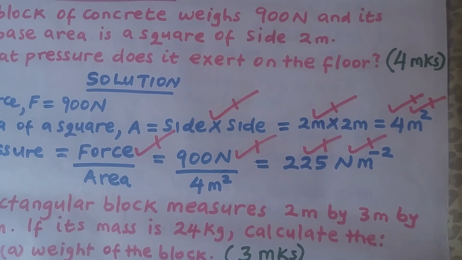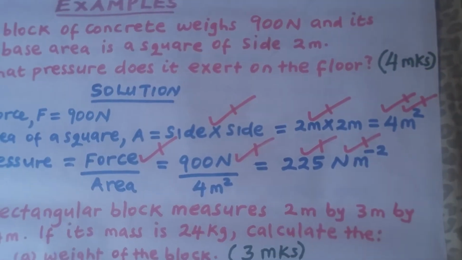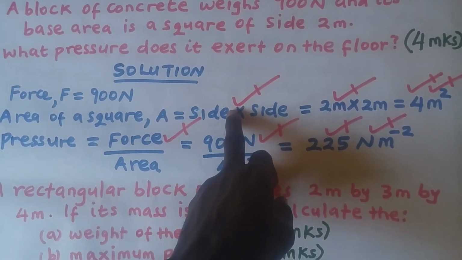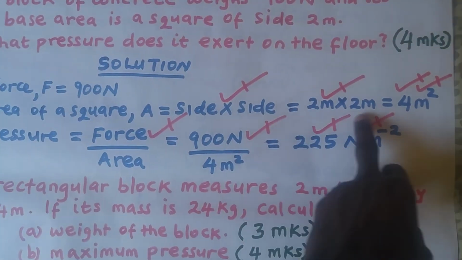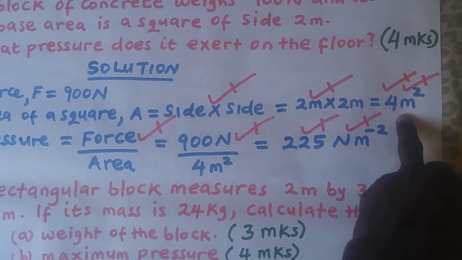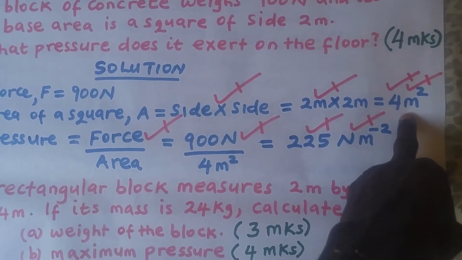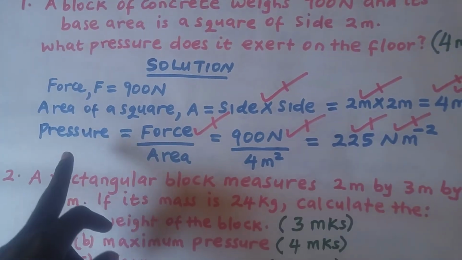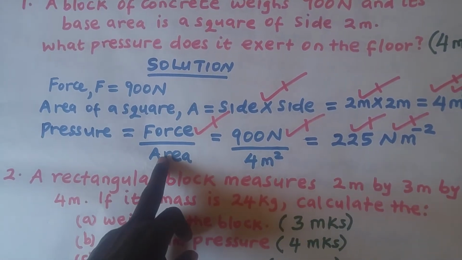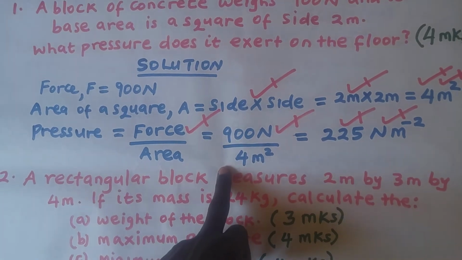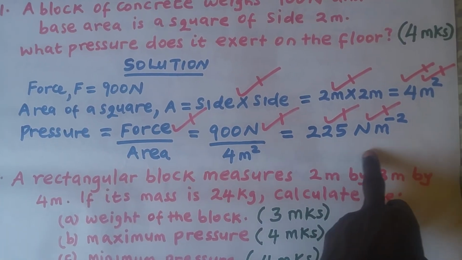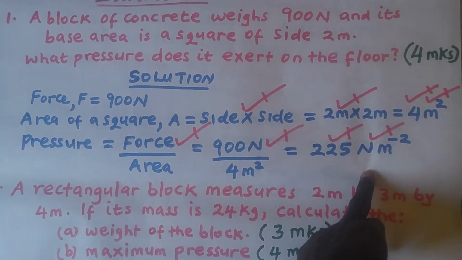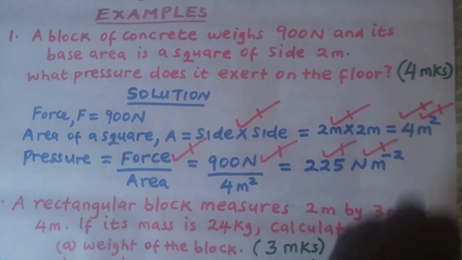Now, in this question, we had 4 marks. Calculating the area of a square: the formula, the substitution, the correct answer, and the units. Each one a half. So that one gives us a total of 2 marks. Then calculating pressure: formula for pressure, substitution, the correct answer, and unit. Each one is also a half. Those are 2 marks. 2 plus 2, you get all your 4 marks.